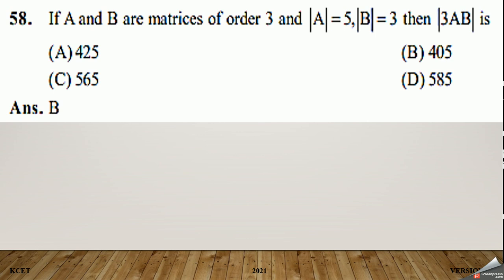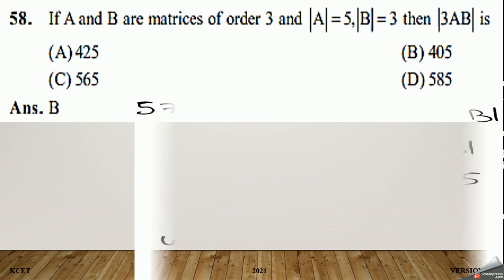Coming to this, they have given the determinant of matrix A, which is of order 3 by 3, is 5. Determinant of matrix B of order 3 by 3 is 3. They are asking us to find the determinant of 3 into A into B.